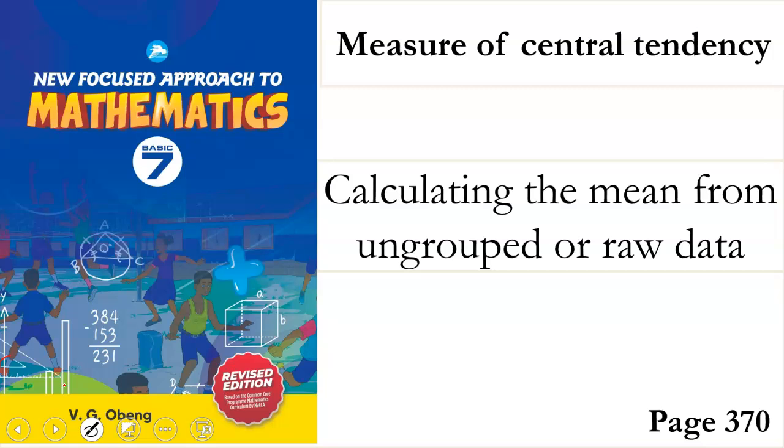In this video, we want to look at the last aspect of the central tendency, that is calculating the mean from ungrouped frequency and from raw data as well. This lesson can be found on page 370. So we'll take an example.